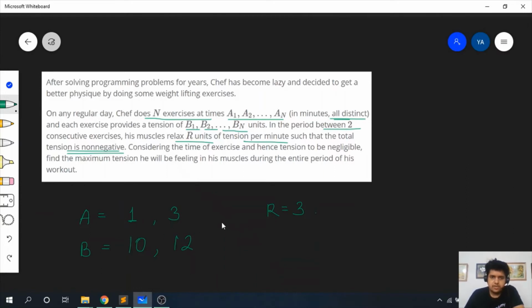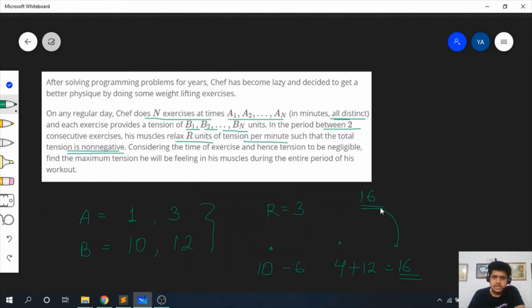Now let us see what can be the maximum tension. At the first minute, he has tension 10 in his arms, right? Now there are 2 minutes between the next exercise, so the total tension that will be reduced is 6. So 10 minus 6, at minute 3 he will have tension 4. Now again at minute 3, he does an exercise equal to 12 units. So 4 plus 12, so 16. So 16 will be the maximum tension that he feels during his whole exercise. So the answer for this case will be 16.